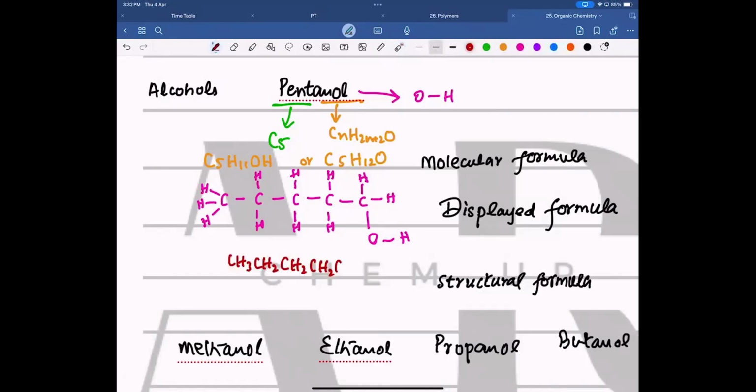Now you have the names of the four. Draw those four. CH2, CH2, one more CH2 and then OH. But now you have to draw for methanol, ethanol, propanol, and butanol. Do that quickly.